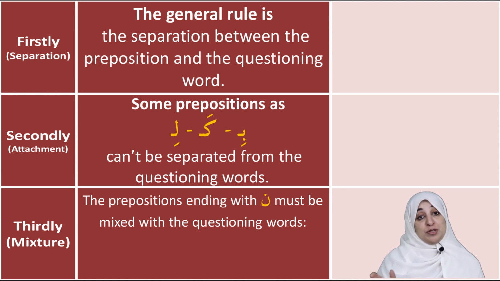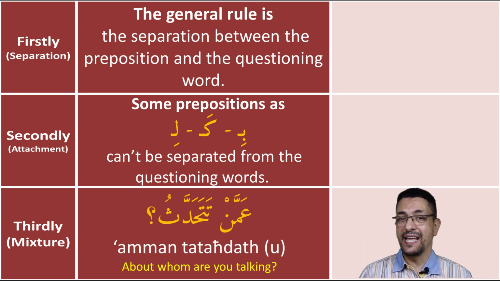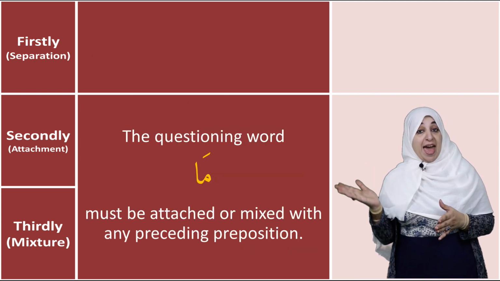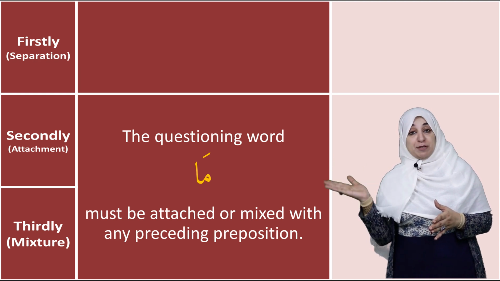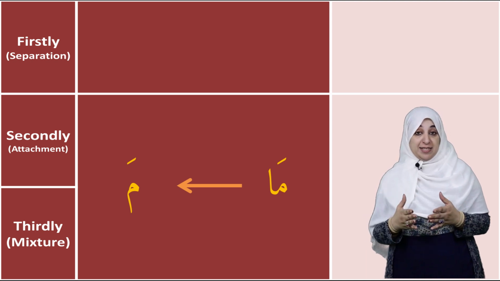with the questioning words من, ما, ماذا. Examples: عمن تتحدث؟ ممن اشتريت هذا القميص؟ The questioning word ما must be attached or mixed with any preceding preposition. It also loses the long alif when attached or mixed.